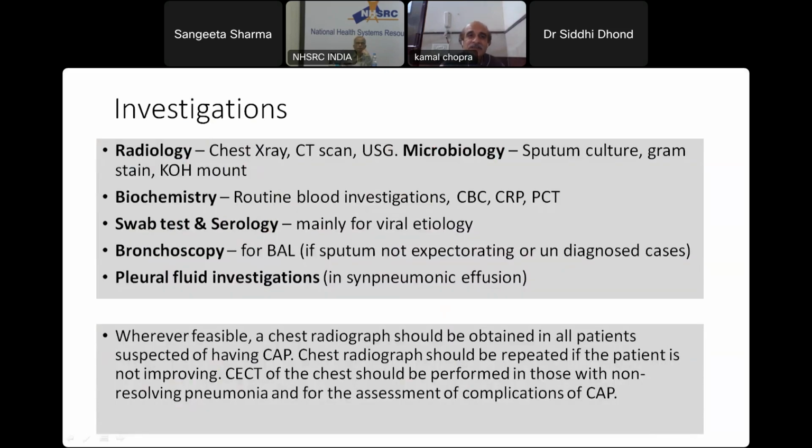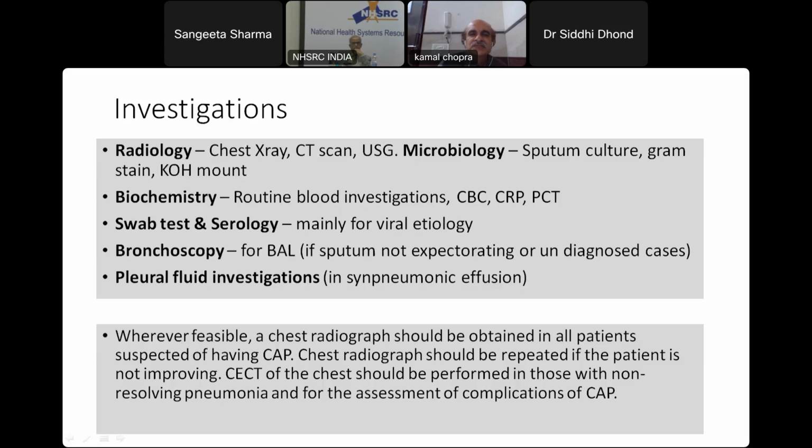Now radiology. Usually X-ray chest is sufficient for a case of pneumonia. Sometimes we may require a CT scan to see the extent of disease or any associated underlying disease. Ultrasonography to see whether there is fluid associated or not. Microbiological investigation: sputum Gram staining and culture to see the infecting organism. KOH mount to see fungal infection, as in old age patients. And sputum for AFB is a must in any case of pneumonia because tuberculosis is a very common cause of pneumonia.